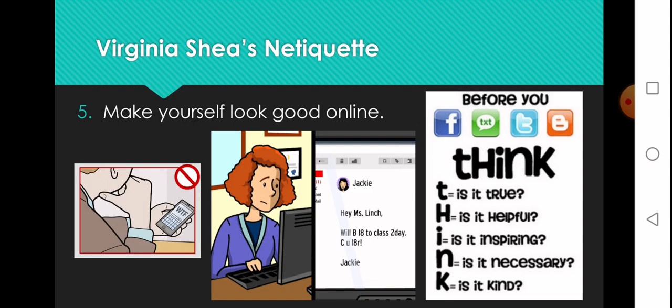Five, make yourself look good online. One of the best things about the virtual world is the lack of judgment associated with your physical appearance, sound of your voice, or the clothes you wear. You will, however, be judged by the quality of your writing, so keep the following tips in mind. Always check for spelling and grammar errors. Know what you're talking about and state it clearly. Be pleasant and polite.